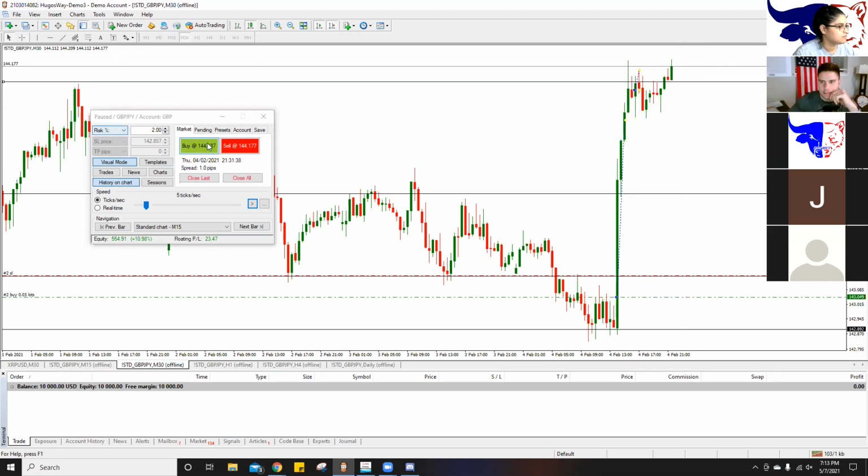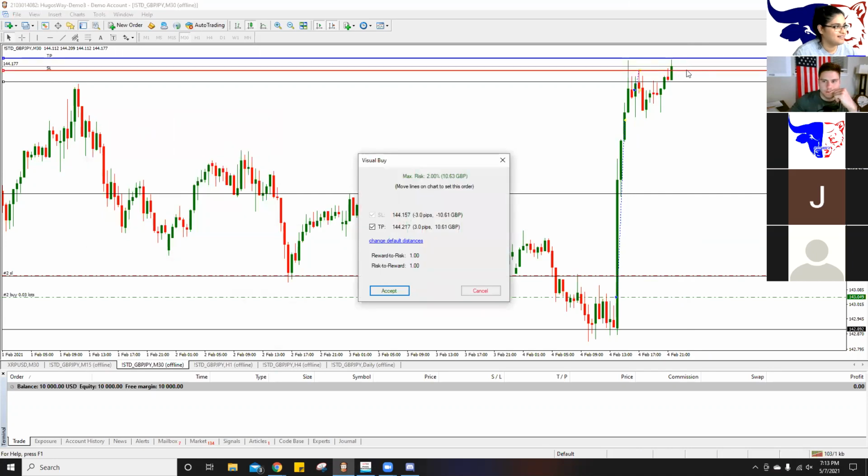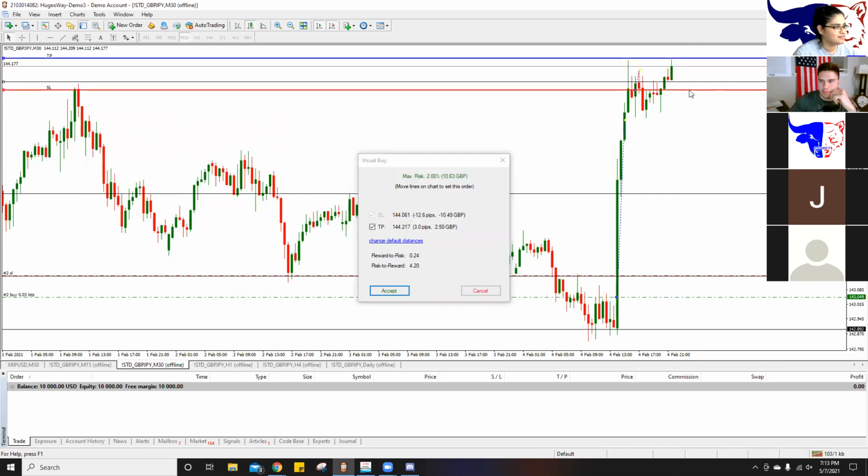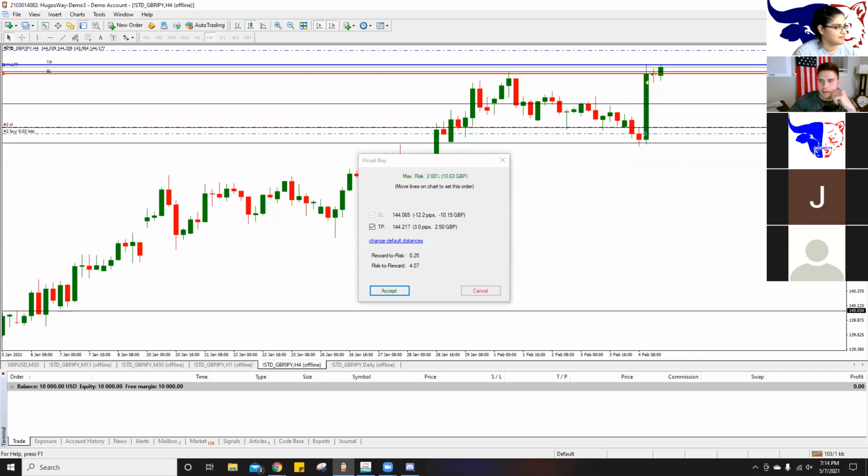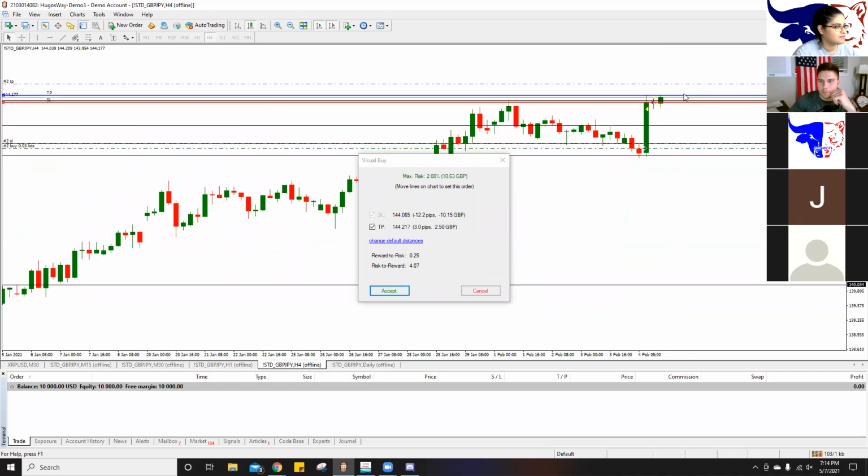Yeah, I like that setup a lot too. It's a perfect setup, perfect place where the candle is, where price is right now, because that's where I'd be taking this, as price broke the high of that candle, anticipating a breakout.